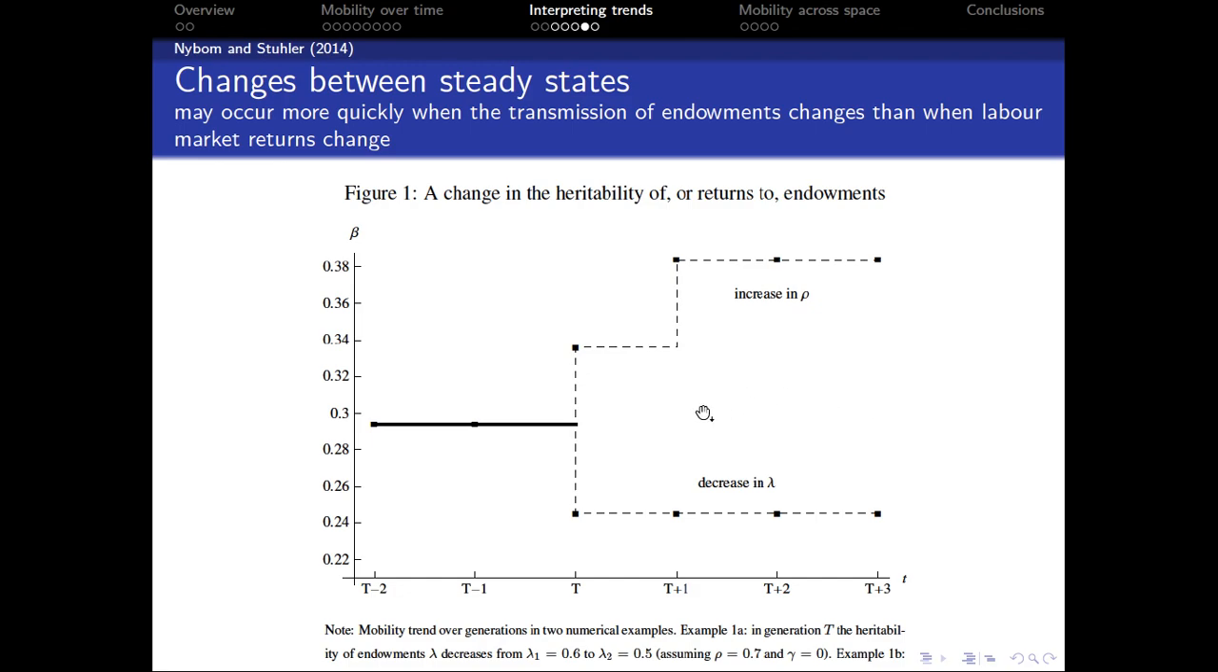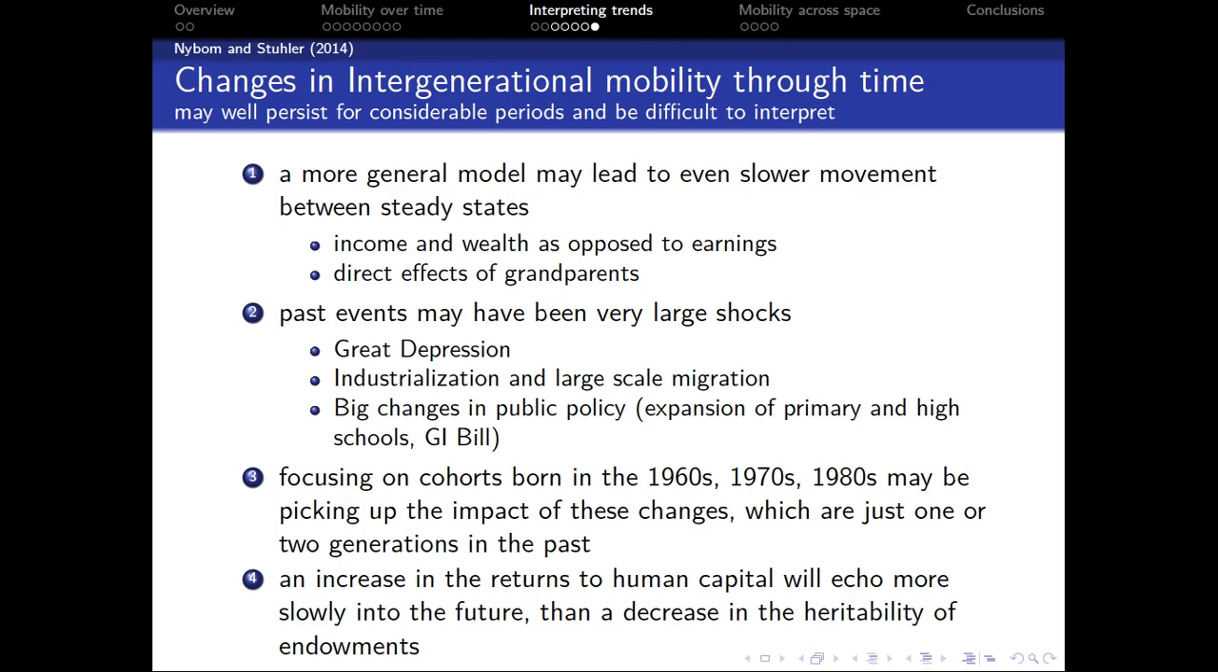They also conduct these experiments for a decrease in the heritability of endowments, which is a much quicker mode, or an increase in the returns to human capital, and that drags itself out for a long time. So what are we to make of this if we are going to take this theory to the data and to understand trends? So this more general model is telling us that there's going to be a slower movement between steady states. They have an even more general model that talks about an even slower movement between steady states, if we were focusing on income and wealth as opposed to earnings, if we brought in the direct effects of grandparents.